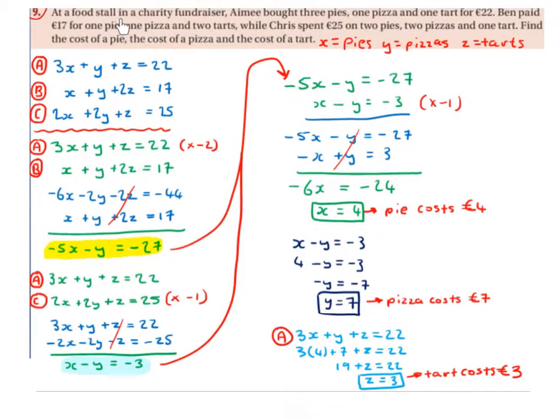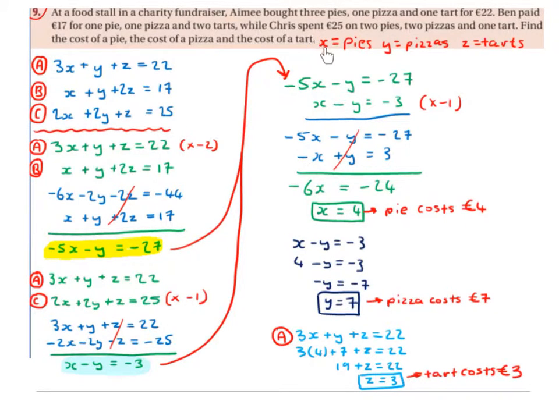At a food stall in a charity fundraiser, Amy bought 3 pies, 1 pizza and 1 tart for €22. Ben paid €17 for 1 pie, 1 pizza and 2 tarts, while Chris spent €25 on 2 pies, 2 pizzas and 1 tart. Find the cost of a pie, the cost of a pizza, the cost of a tart.